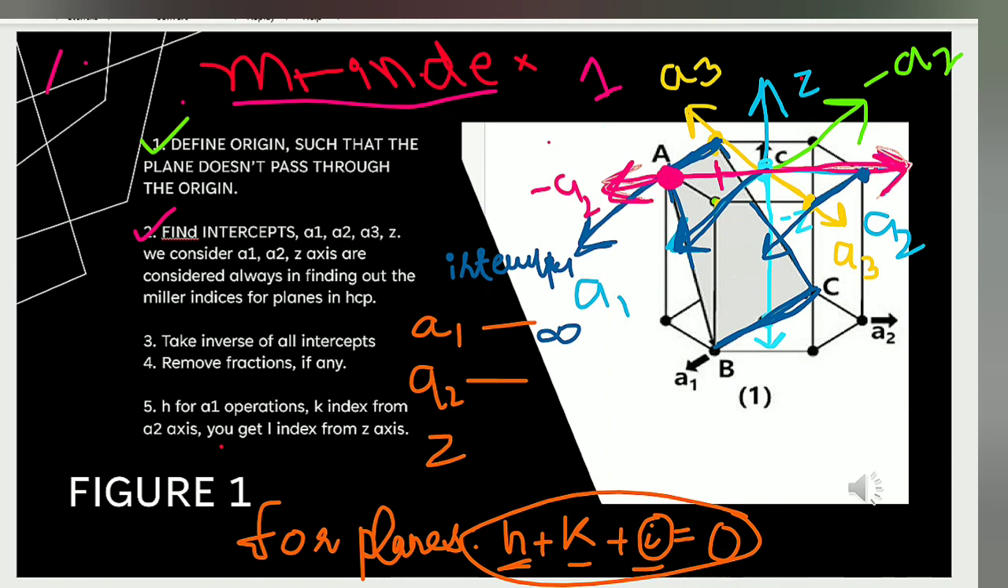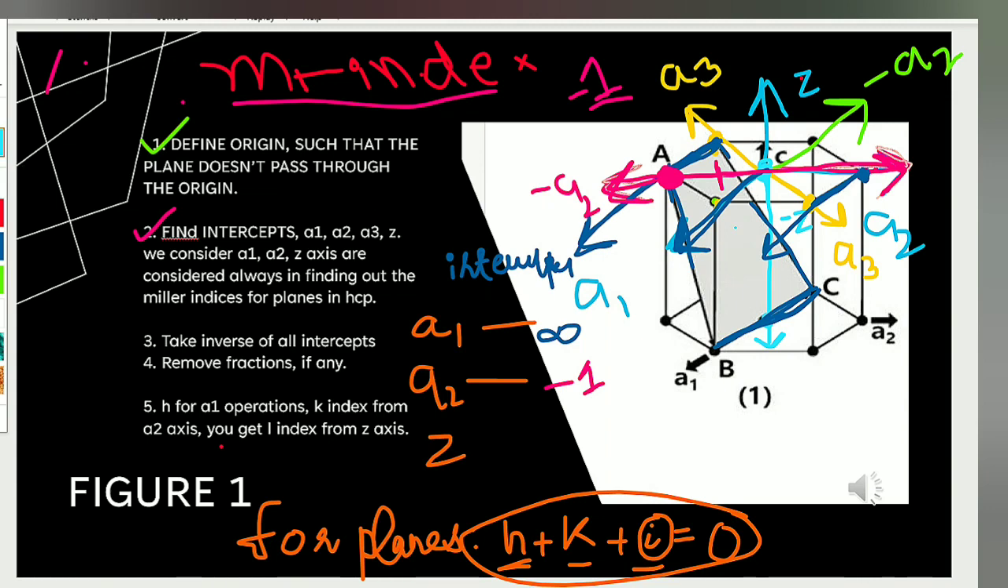And you can see here that it is the negative A2 direction, that is why you will take -1 as the A2 intercept, because the plane is intersecting the A2 axis in the negative direction at the corner of the unit cell. So -1 is the A2 intercept. Now let's talk about the z-intercept.